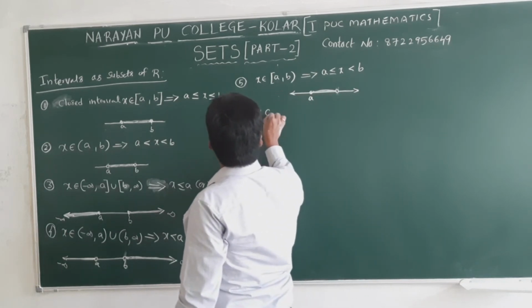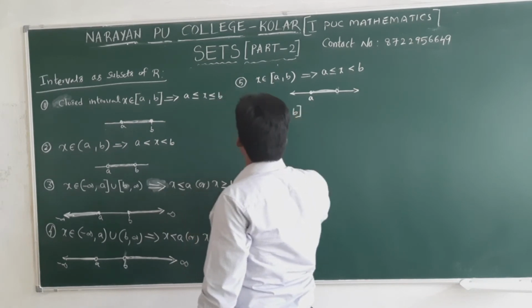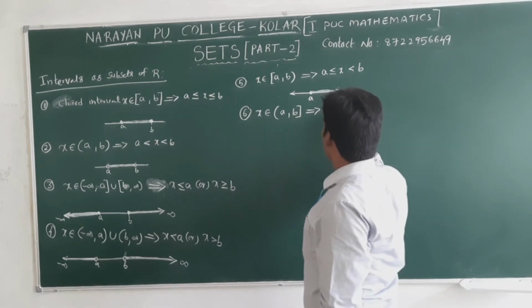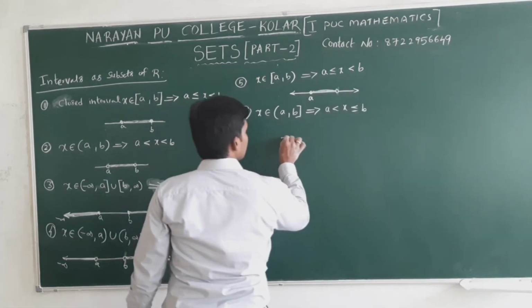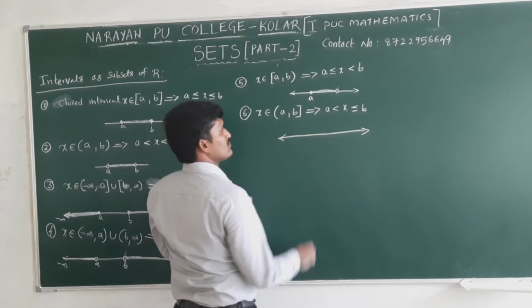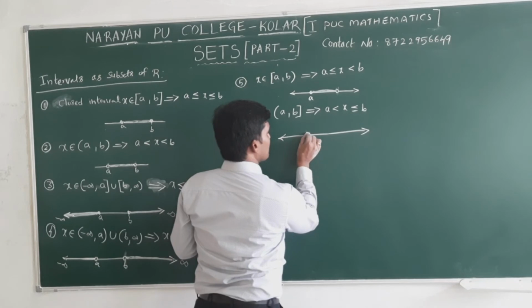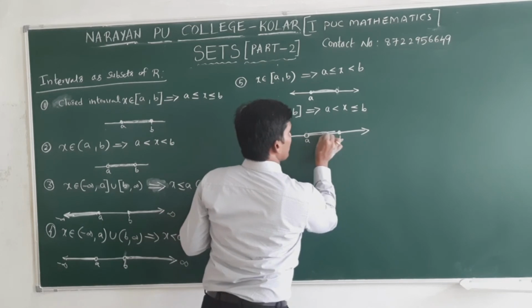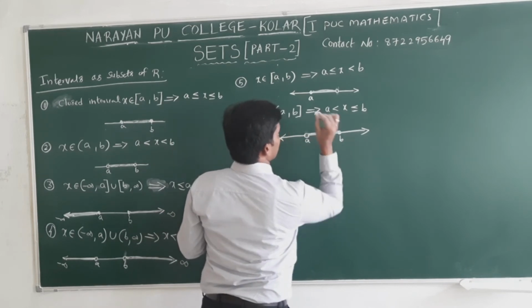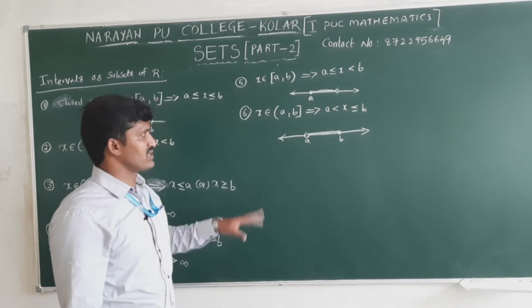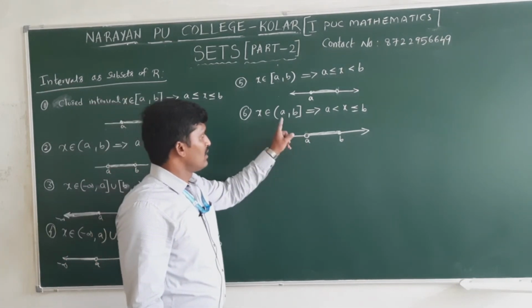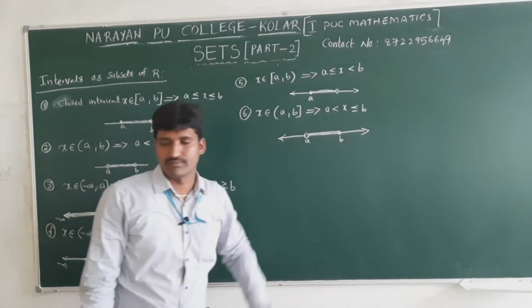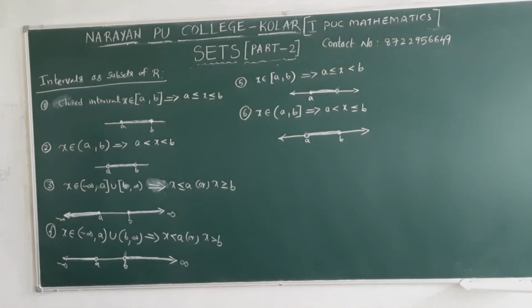Next, x belongs to the open interval a, closed interval b. Here a is not included, only strictly greater than a, but less than or equal to b. A is not included means you have to take an open circle. B is closed because b is included. In between we can take. What I am shading is only the possible values. Interval notation wise, from a up to b you can take, so a is not included but b is included. These are the possible interval representations.